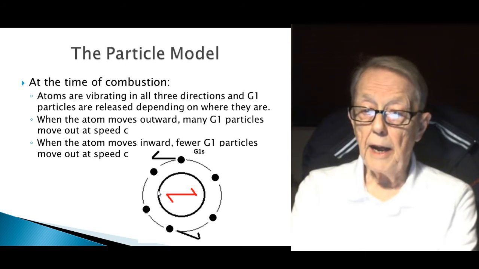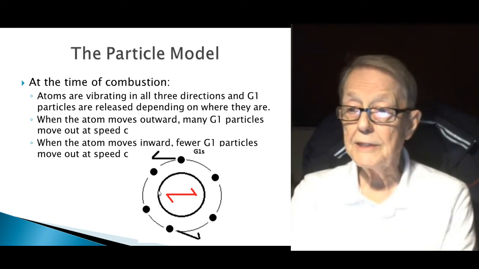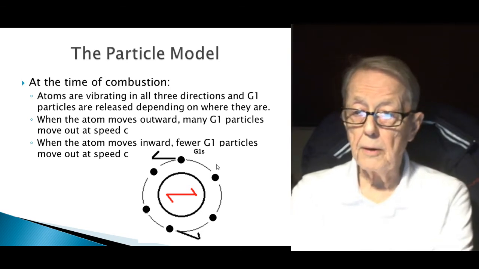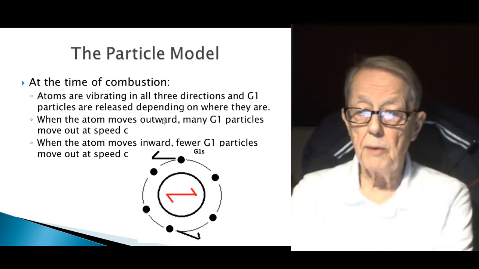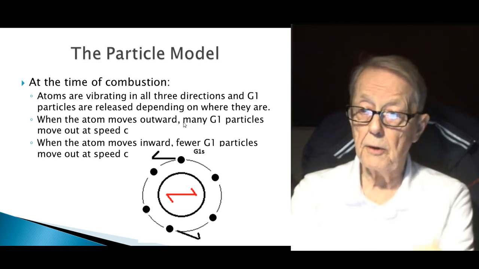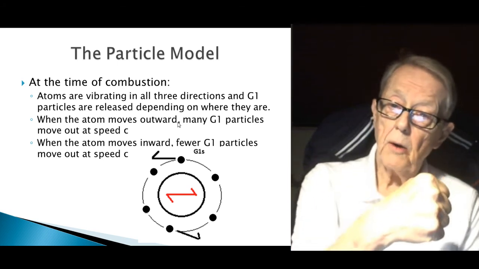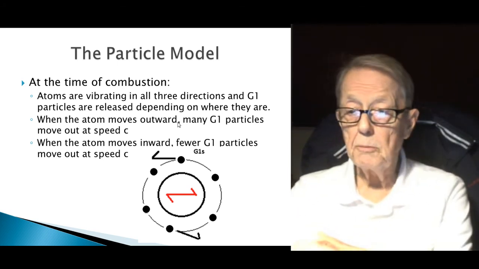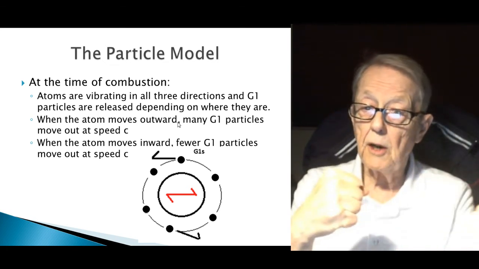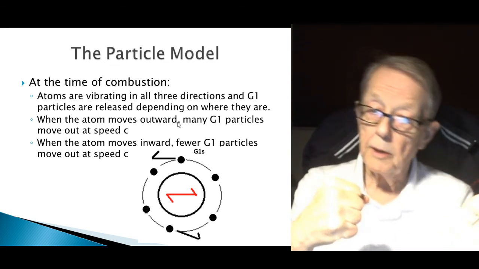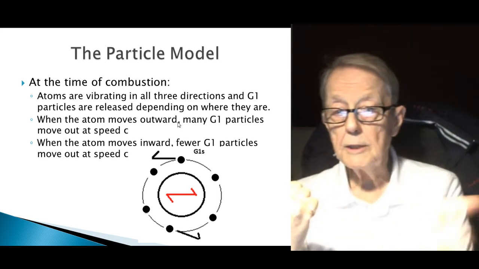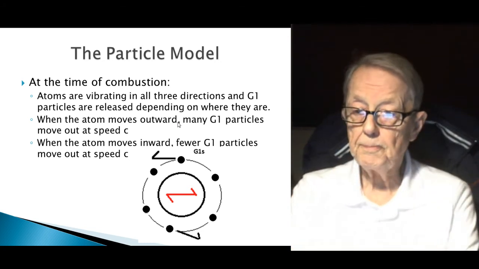When this atom moves inward towards the center of the candle, you have fewer particles. When atoms move outward, there are many G1 particles that are pushed out. It's pushing out a lot. When it moves inward, in the outward direction, it's hardly pushing any at all. When it moves outward, it's pushing a lot. When it moves inward, it's pushing very few.